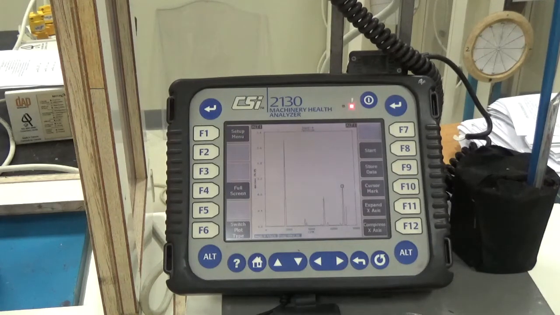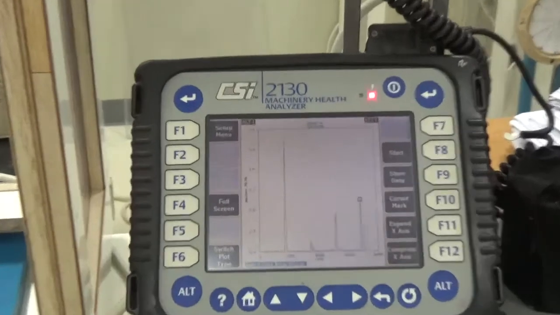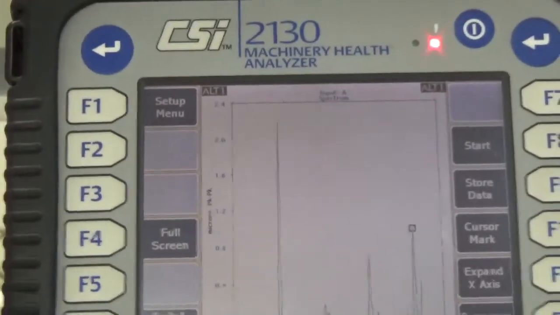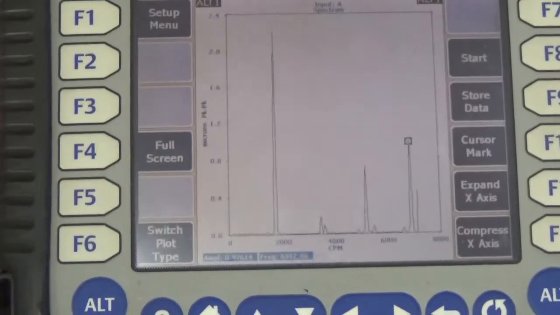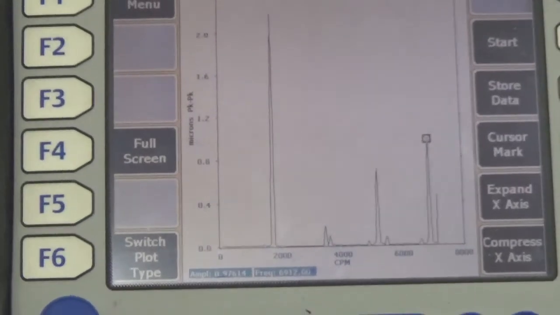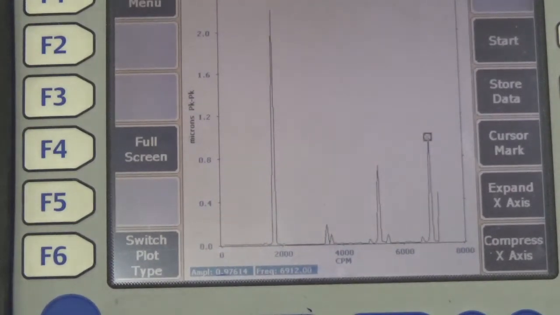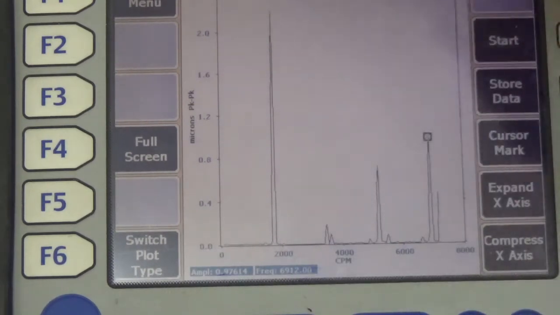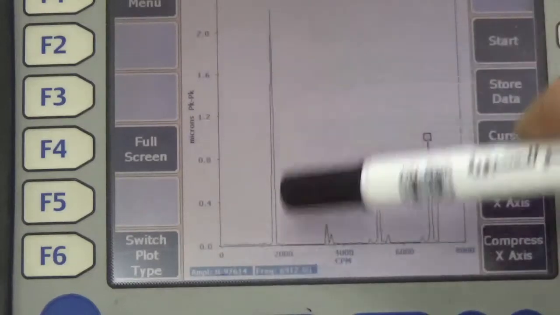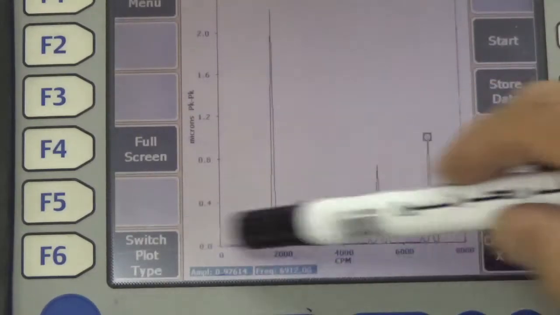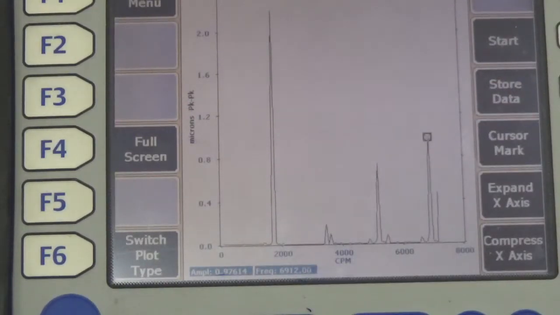Again I will show you the spectrum now. You can see here, this is a spectrum. Spectrum is a graph between frequency and amplitude. This side is frequency and this side is amplitude, and amplitude is in microns, peak to peak displacement, and this side is frequency in cycles per minute.